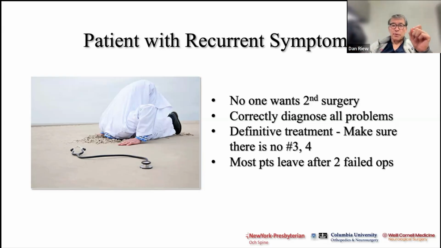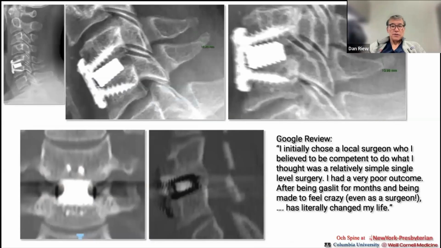When you do that second operation, make sure that there's no number 3 or number 4. Do whatever it takes for the second operation, especially if you did the first operation and it didn't go well. Make sure that there's no number 3, because most patients will not stick with you for 3 tries if the first 2 did not work to cure the problem that they were looking for. And so after 2 failed operations, most patients will seek out another person.